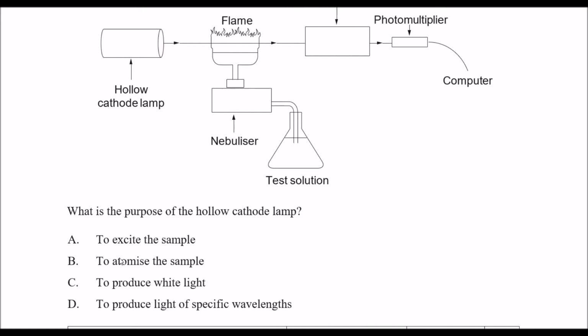It can't be to excite or atomize the sample. That's what the flame and the nebulizer are trying to do here. To produce white light is not the idea either. We actually want to look at a specific color. So the hollow cathode lamp is used to produce a specific wavelength of light. We're going to go into question 4.